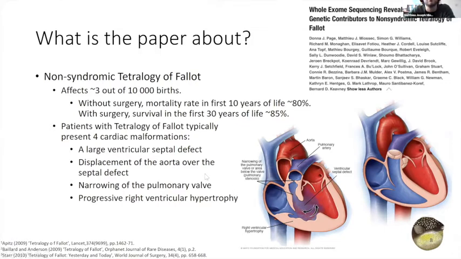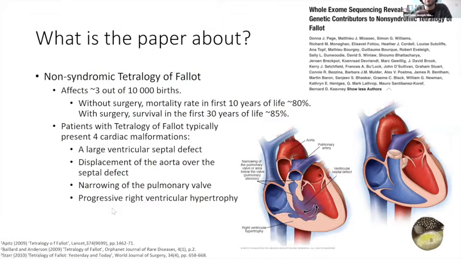But on top of that, you have a displacement of the aorta. That's this part here. You can see that it communicates with both chambers. Again, really not ideal. Then you have a narrowing of the pulmonary valve, which means that the blood has a hard time circulating through here to get to other parts of the body.